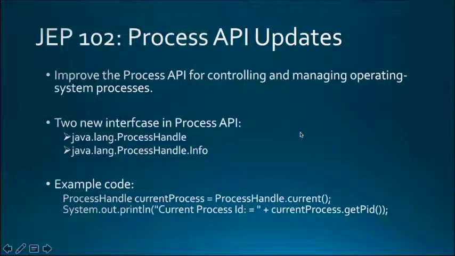Process API updates. They've given us the improved Process API for controlling and managing operating system processes. I'm not entirely sure where this came from or what the need was for it, because there are some good third-party libraries, but that being said, they were third-party libraries. So they decided to pull this in, so now you can actually get more concurrent information about the processes that are actually being handled. So just like in Linux, where you can go get the process ID, or with Windows, where you can get the PID, you can now do that straight from the Java code.